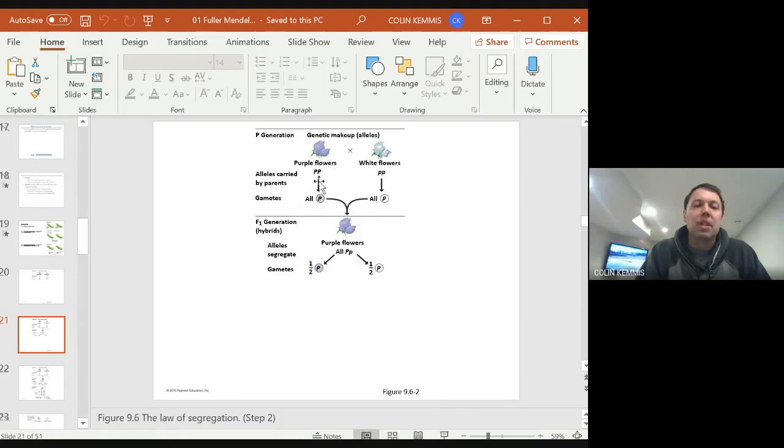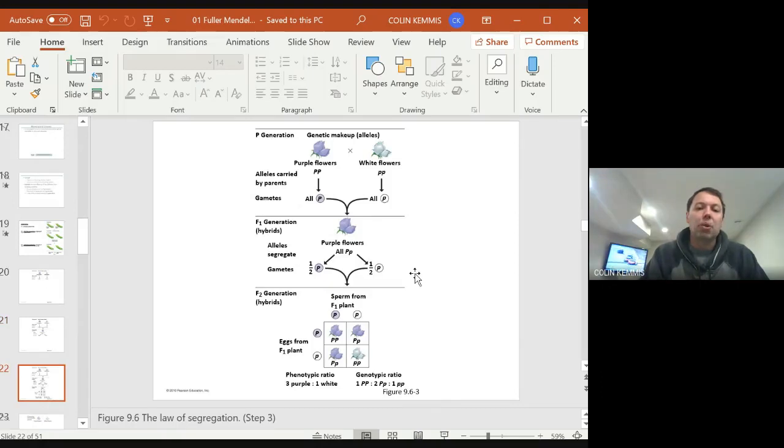So this purple flower, the only gamete it can give is a big P. And this white flower, the only gamete you can make is a little p. In the F1 generation, then, if we breed two of those plants to get F2, half of the gametes are going to be big P and half are little p. So let's breed those. What would we get? You can put that in a Punnett square.